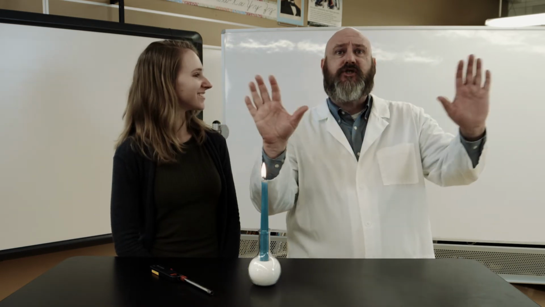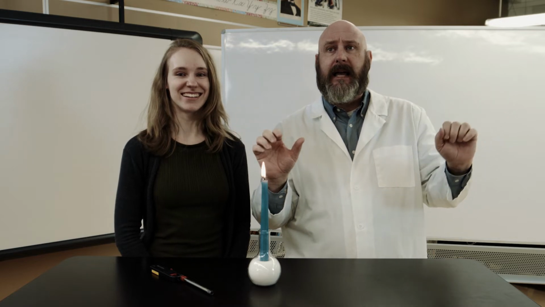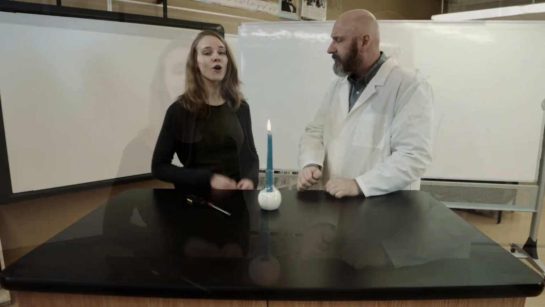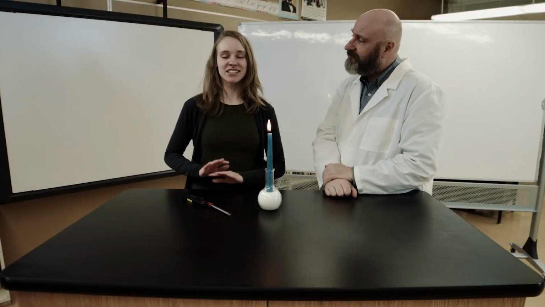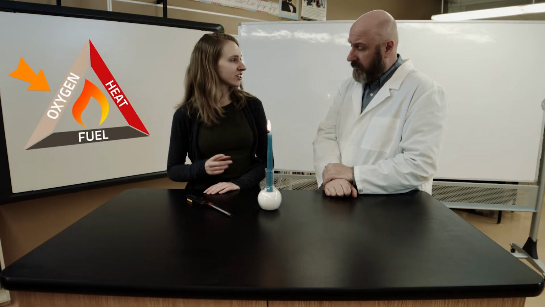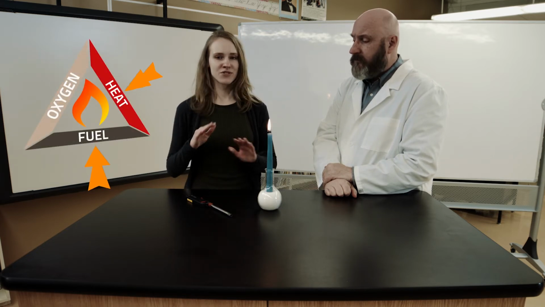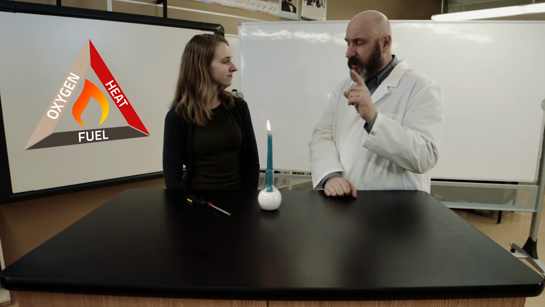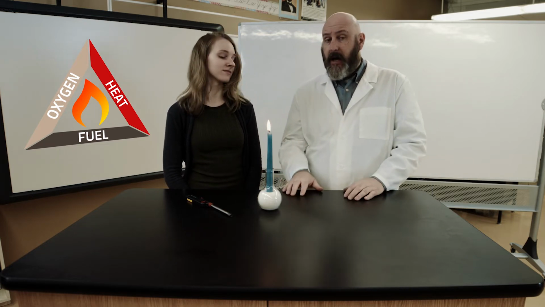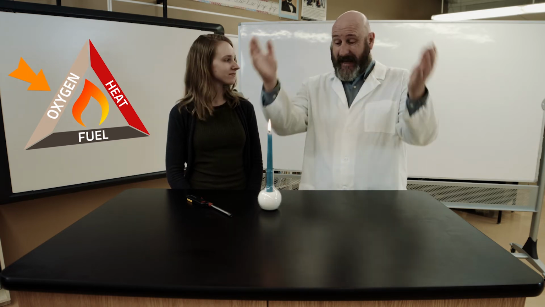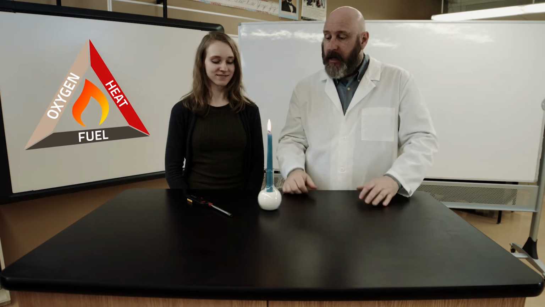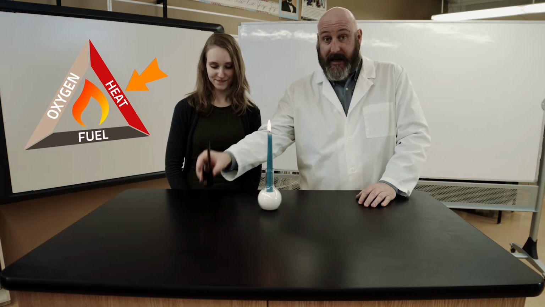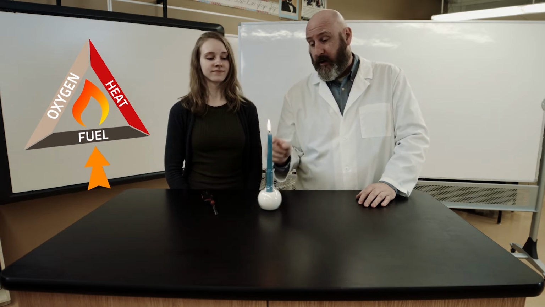The combustion triangle. Yes, but I forgot. Oh, okay, well, I'll tell you. It consists of three things, which is oxygen, heat, and fuel. Without these three things, the flame cannot sustain itself. Okay, so if we go back to the candle model, we have oxygen, which is around the candle. That's a no-brainer. That's the air. The heat would be the lighter, and the fuel would be the wax.